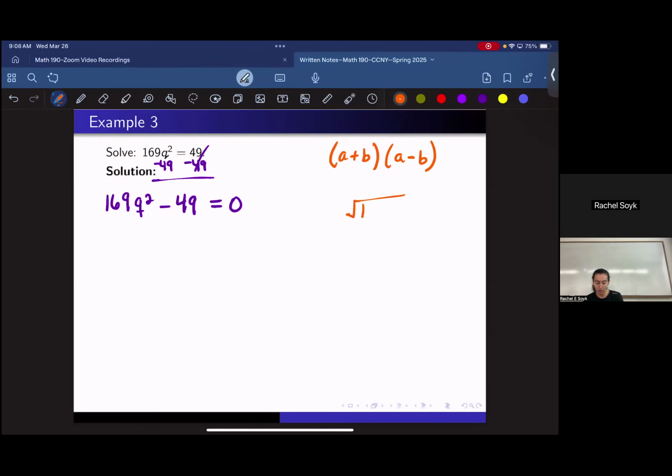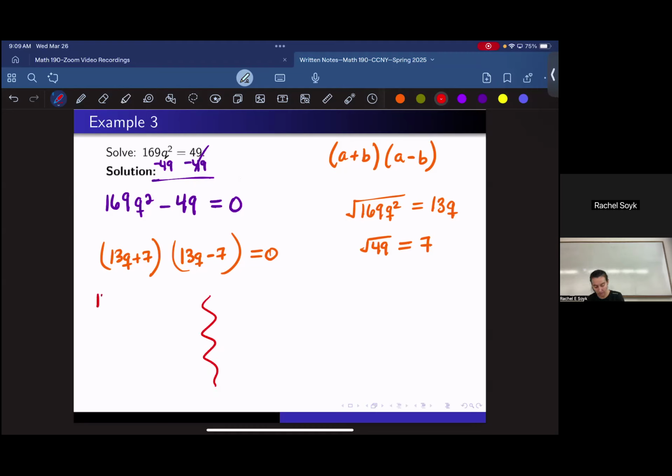What's the square root of 169q squared? 13q. And what's the square root of 49? 7. So we can factor this into two binomials. We have a 13q plus 7 in parentheses, and then a 13q minus 7, and this is all equal to 0. Now we jump into our zero product property. So we set both of these binomials equal to 0 so that we can solve for our potential values of q.